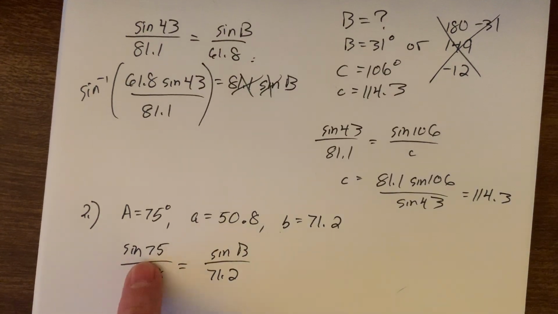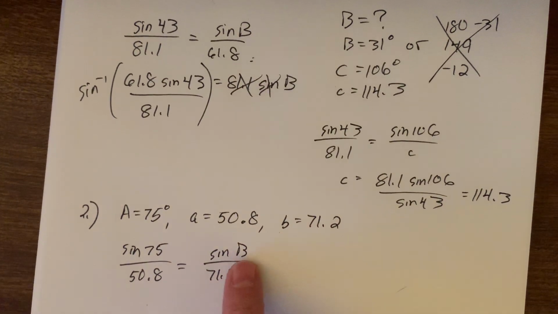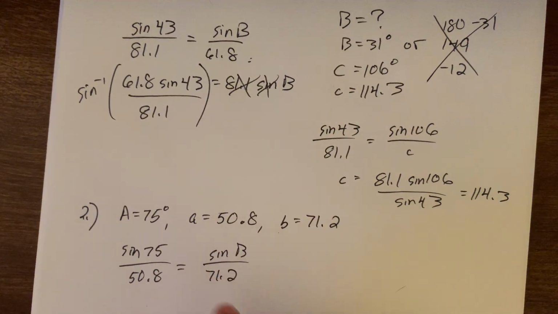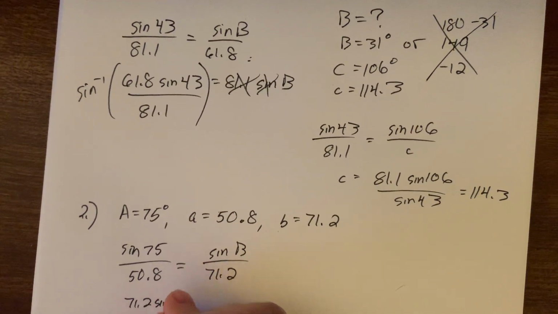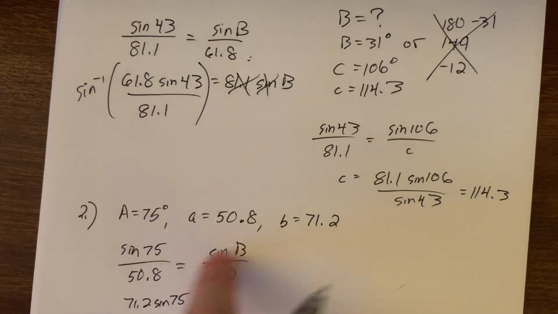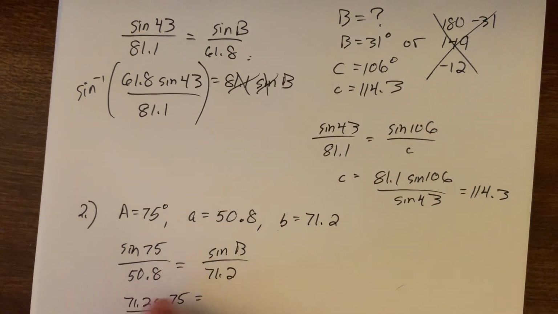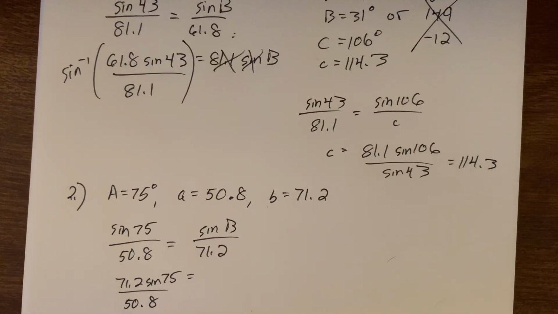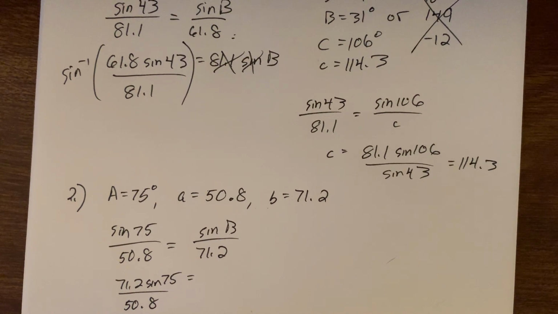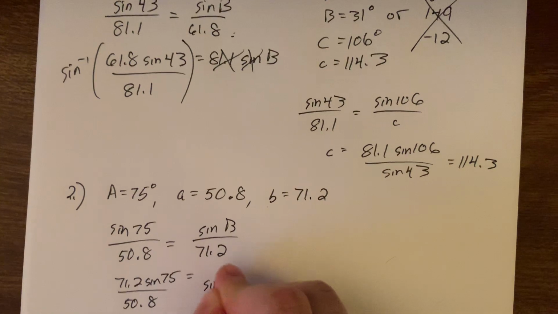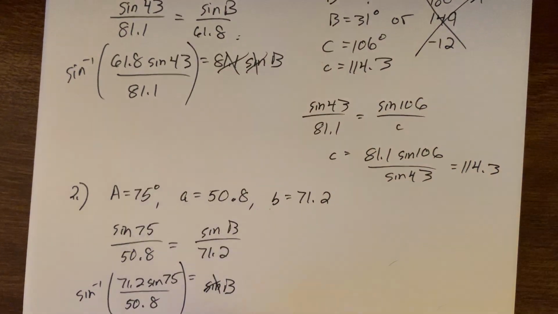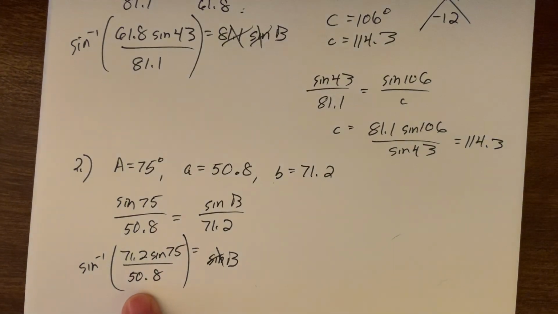So sine of 75 over 50.8 equals sine of B over 71.2. Sine of 75 over 50.8, sine of B over 71.2. I cross multiply, 71.2 sine of 75. The 50.8 would multiply to here and divide back over. I don't mind at all if you take the 2 steps, everybody. I did that on the first problem. I'm just going slightly faster, but again, no shame at all. Take the 2 steps to get this equals sine of B. And now I'll apply sine inverse to this.